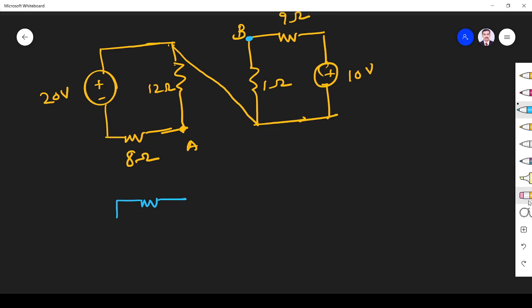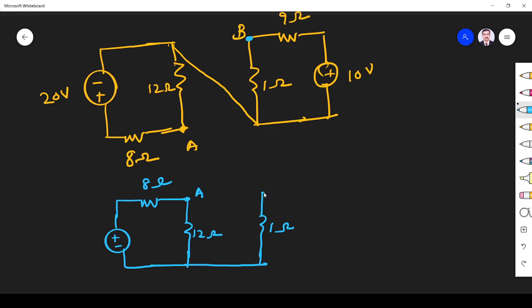Sorry, here in the problem they gave minus. Fine. So it is minus. So when I redraw, it will become plus minus, and this top will come to bottom. Fine. So it will become 12 ohm. It will become 8 ohm, right? So A comes here. This bottom comes here, so it will go like this. Then it is coming like this.